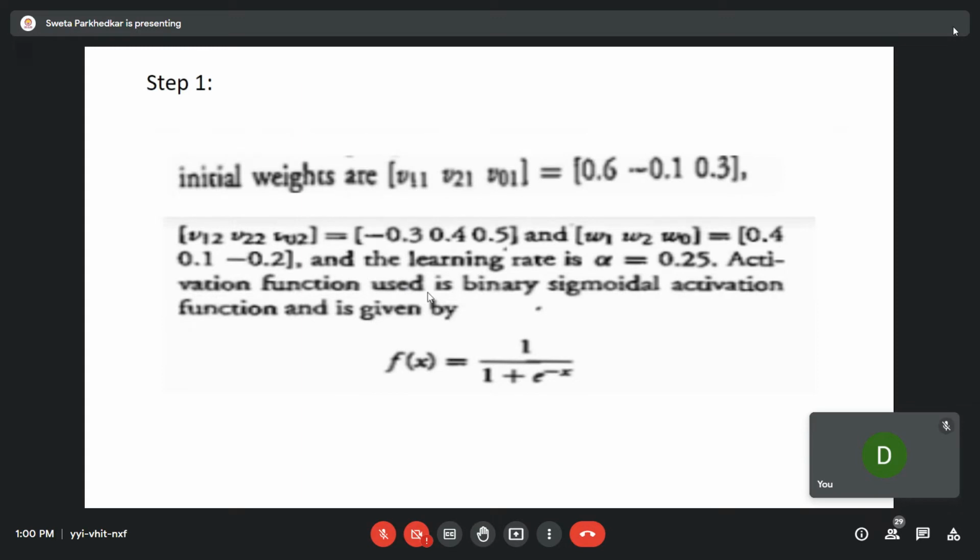So you can see from this that the initial weight, step 1, is what? Initial weights are V11, V21 and V01. हमने ऐसे वेक्टराइज फॉर्म में लिखा है V12, V22 and V02. It's -0.3, 0.4 and 0.5, and W1, W2, W0 is the weight from hidden layer to the output layer. So these are the weight and learning rate. It's given as alpha is 0.25 and activation function you need to use a binary sigmoidal function, that is f of x is equal to 1 upon 1 plus e raised to power minus x. तो ये इतना लिखो.